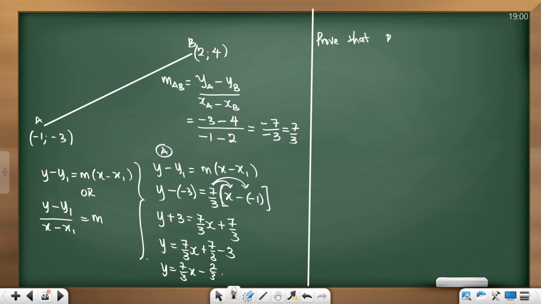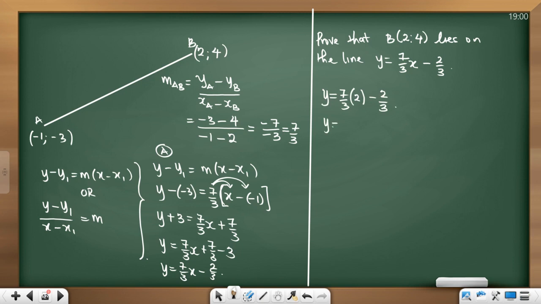Prove that B (2, 4) lies on the line y equals to 7 over 3x minus 2 over 3. We want to prove that B lies on that line. This is what we are going to do. I am going to substitute the value of x that I'm given. All right, 7 over 3. What's the value of x? 2. And I'm going to work out the value of y.